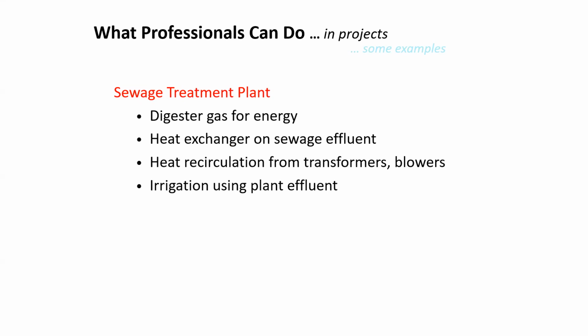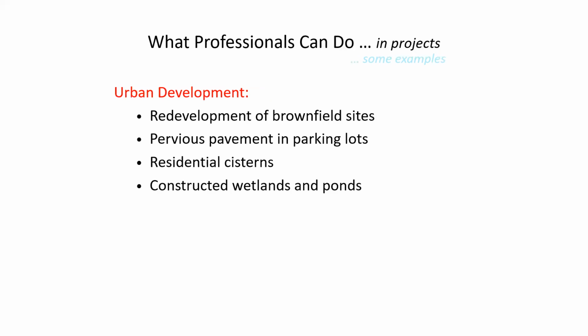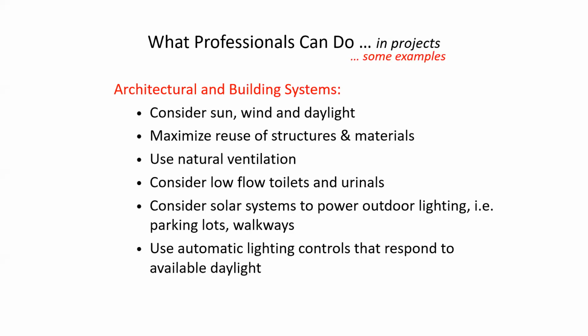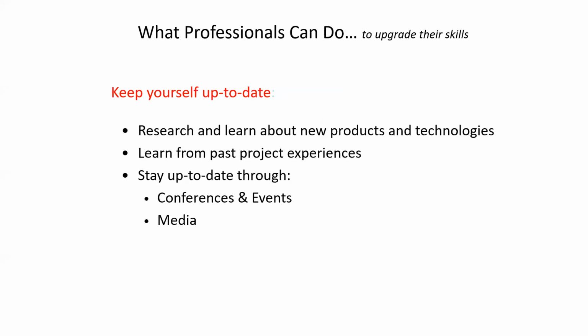Then we also have to look at, for example, what professionals can do in some of the projects. In a sewage treatment plant, digester gas can be used for energy, heat exchangers can be used on sewage effluent, heat can be recovered from transformers and blowers, and the plant effluent can be used for irrigation. In urban development, there is redevelopment of brownfield sites, pervious pavement, residential systems, and constructed wetlands. Similarly in transportation, emphasize public transit, pedestrian and bicycle friendliness, animal and bird crossing culverts, and reuse of materials.